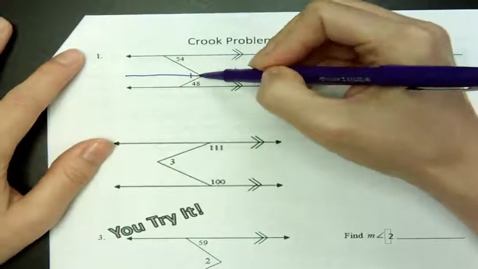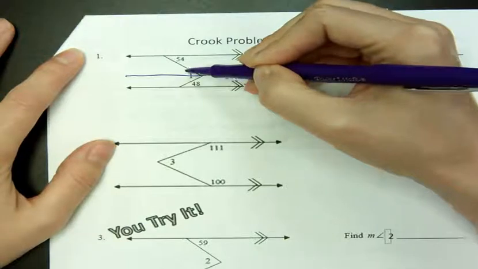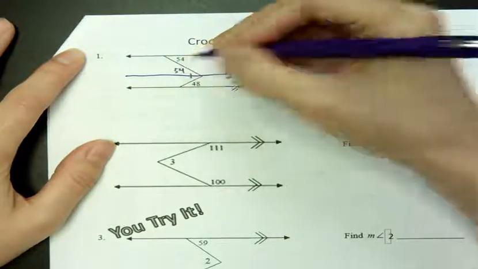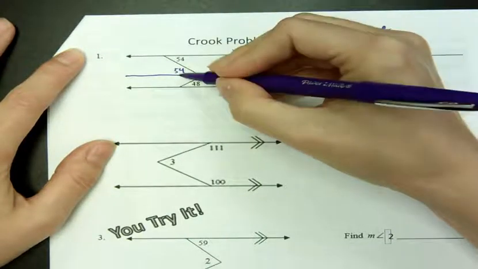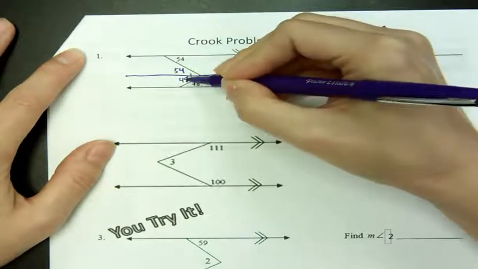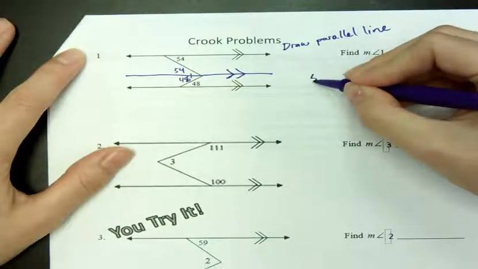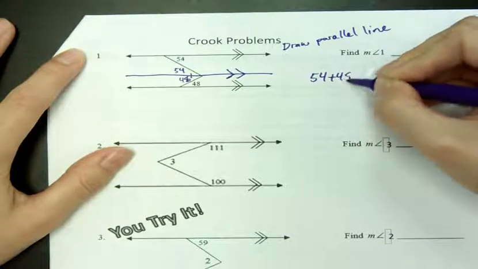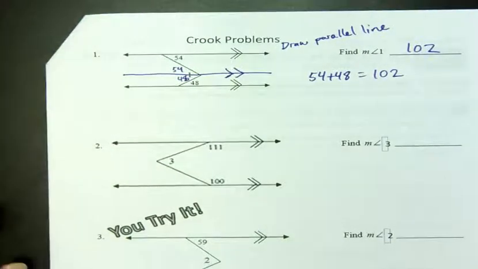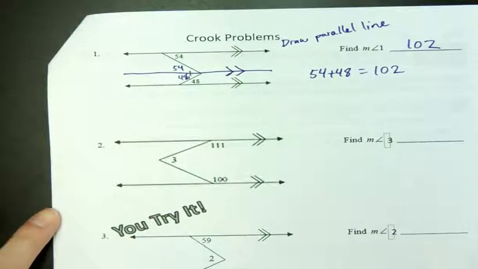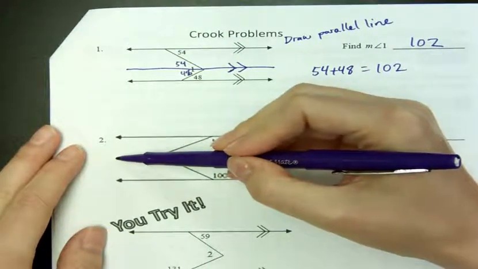So if I have a parallel line through here, if this is 54, what would this be? 54, right? And if this is 48, what would this be? 48. And so to find angle 1, what do I do with 54 and 48? Add them together. So 54 plus 48 equals 102. Sometimes we'll end up with a supplementary angle pair or something, but pretty much that's it.